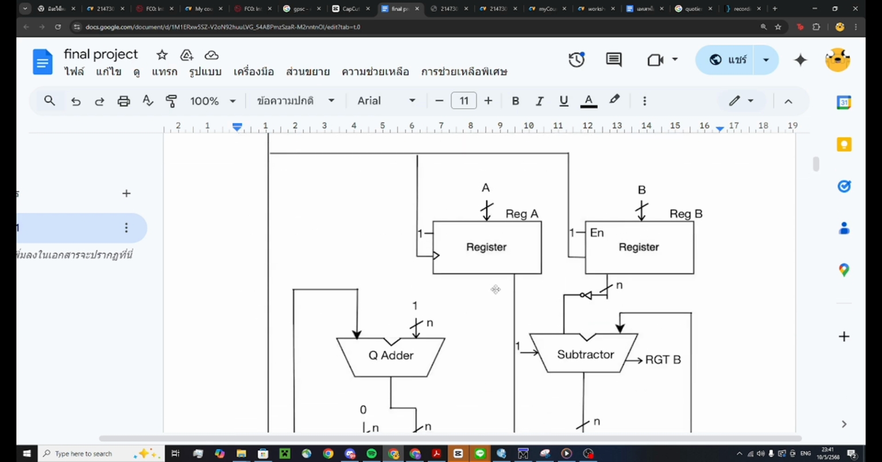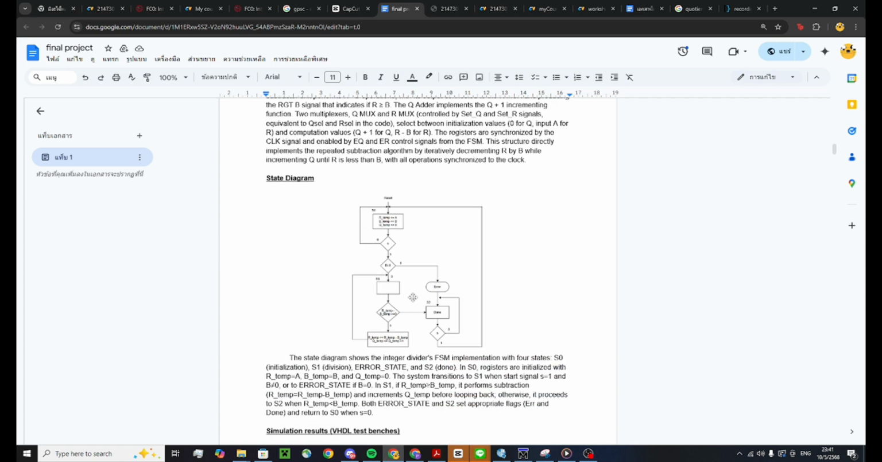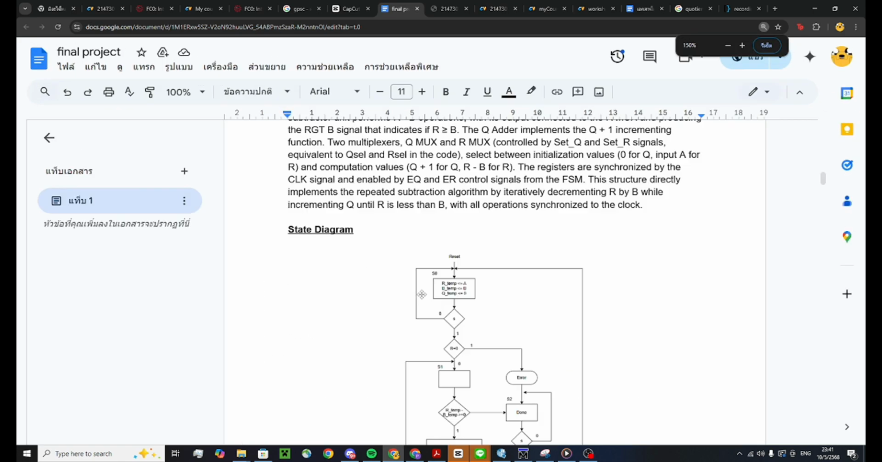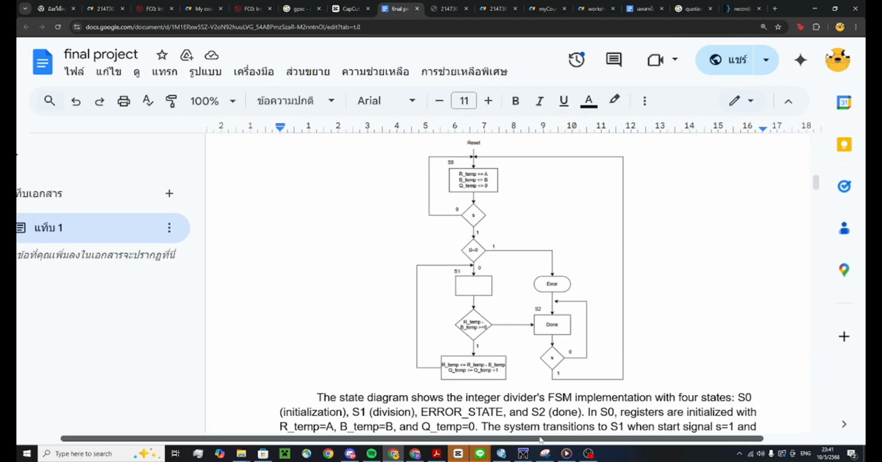Here we have four registers: A, B, Q, and R, and we also have muxes here for the add and subtract. And this is our state diagram. Here we have four states: S0, S1, S2, and the error state.